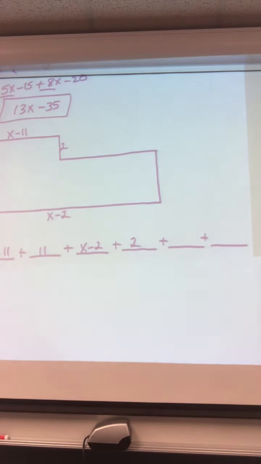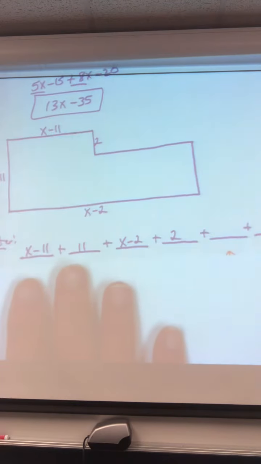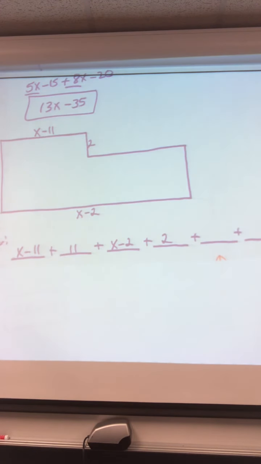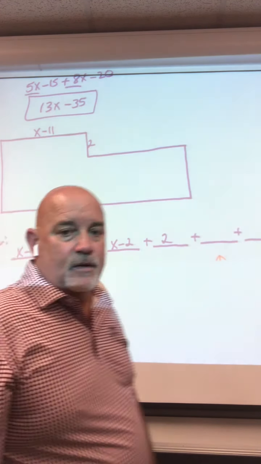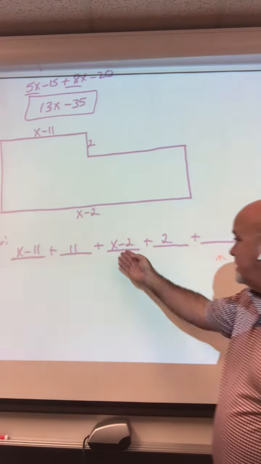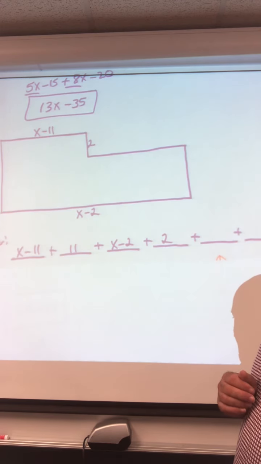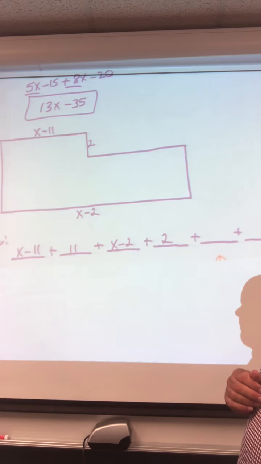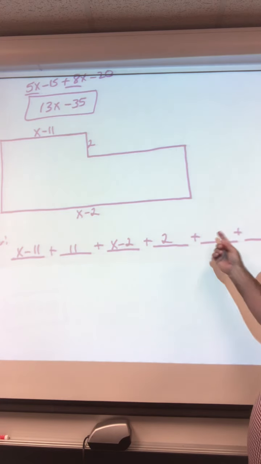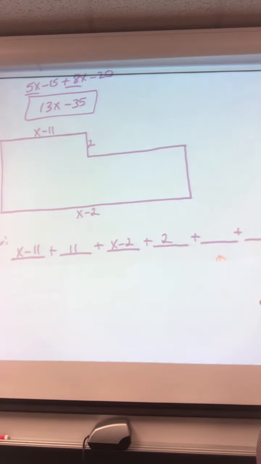Sorry about that. I cut that off on you. So it's x minus 11 plus x minus 2 plus 2. But there are 2 other blanks that we have to fill in. So pause your video and copy this now. Okay, now what we need to do is fill in these last 2 spots.